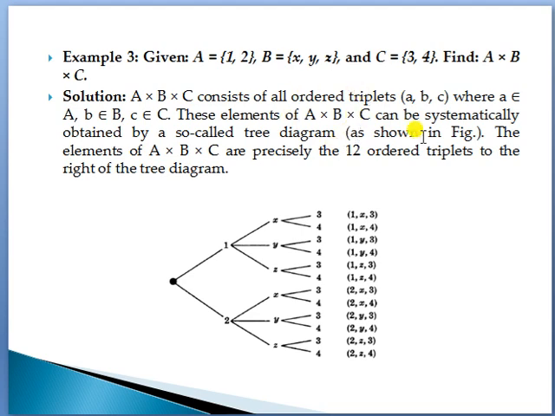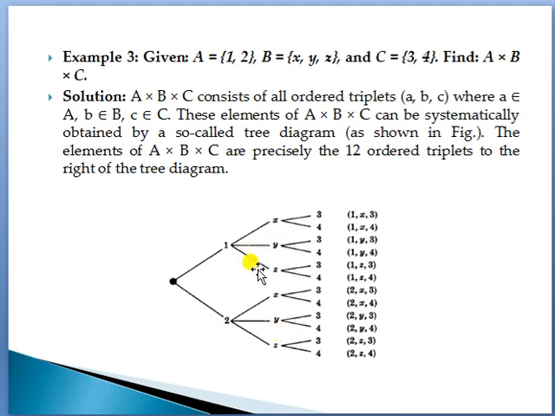The elements of that are obtained by a so-called tree diagram, shown in this figure. First of all, the elements of A, this is 1 and 2. Then for A cross B, each element first operates with all the elements of B. So 1 will go with x, y and z. Similarly 2 will go with x, y and z. Now this is A cross B.